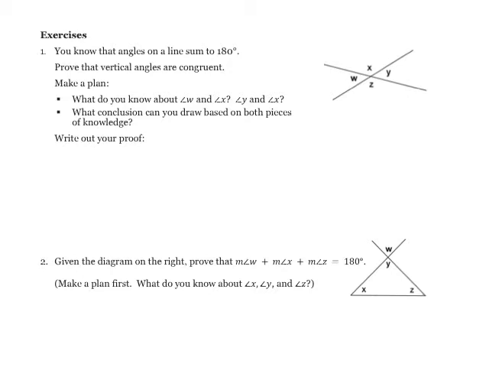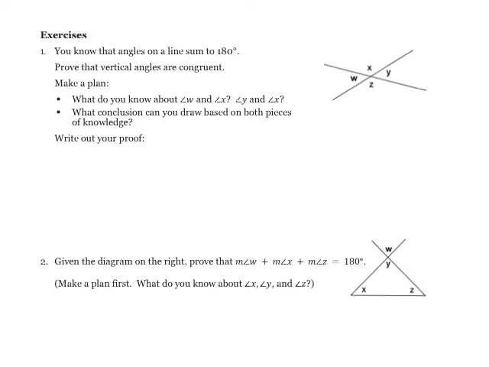Alright, so the first example we're going to look at, we're going to prove that vertical angles are congruent. Now that is a statement that we've already kind of talked about, but today we're going to prove it. And we're going to start with the assumption that linear pairs or angles on a line add to 180. So we can look at this.